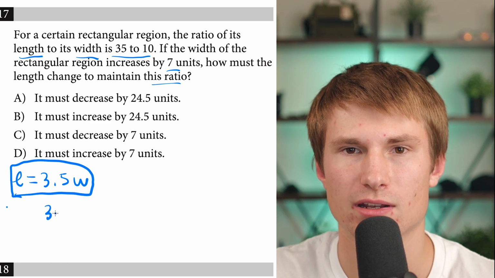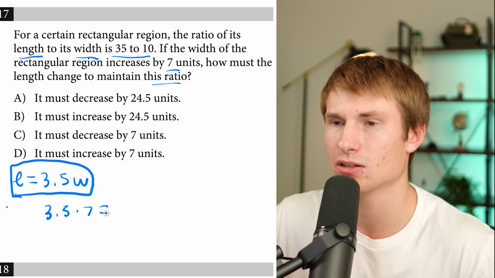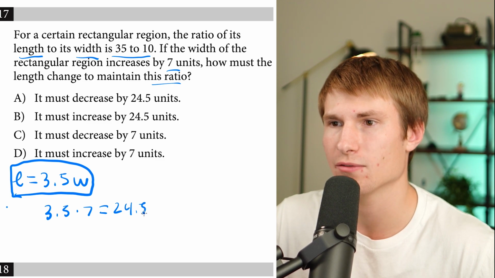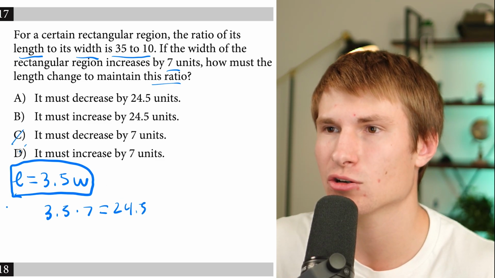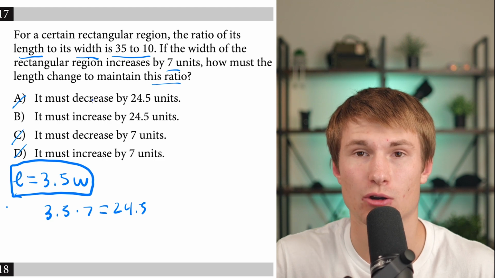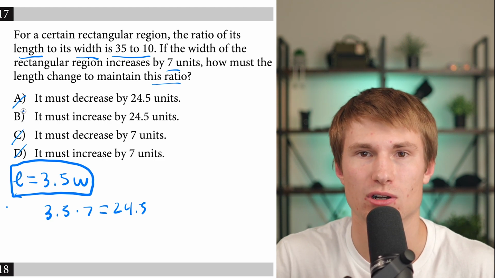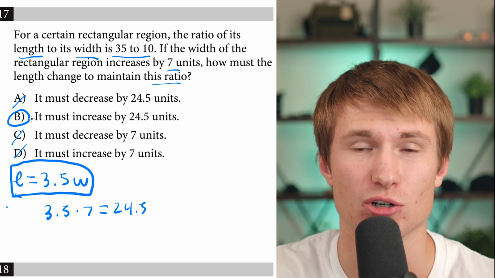So all we would have then is 3.5 times 7, which will equal 24.5. So we know that we must increase by 24.5. Since we are increasing our width, we must also increase our length in order to maintain that ratio or proportion. So our answer there is B.